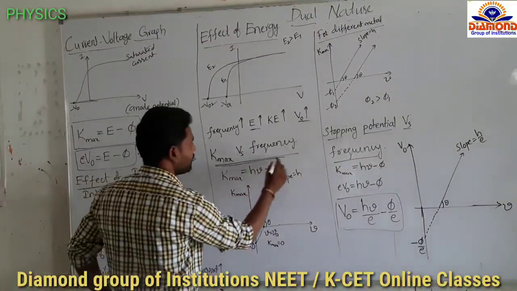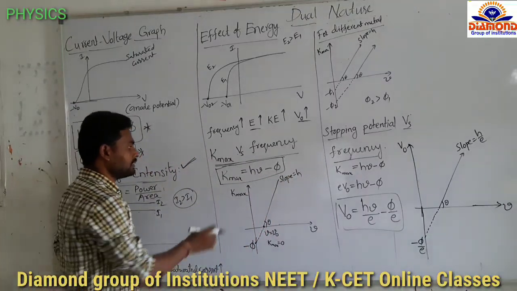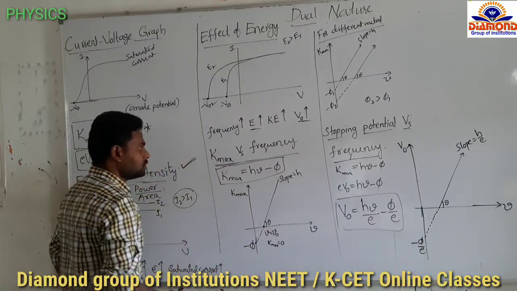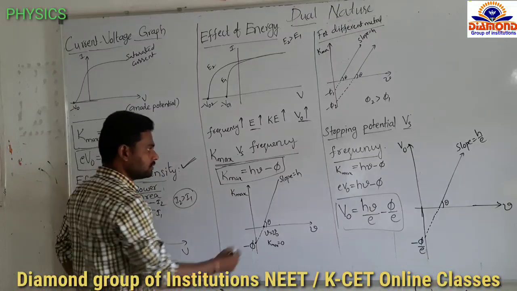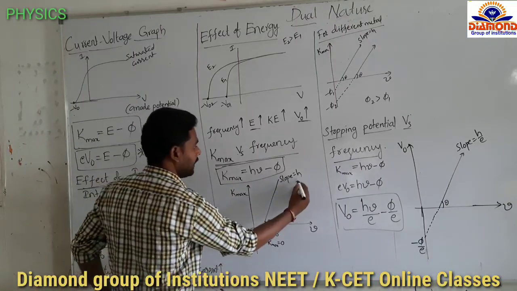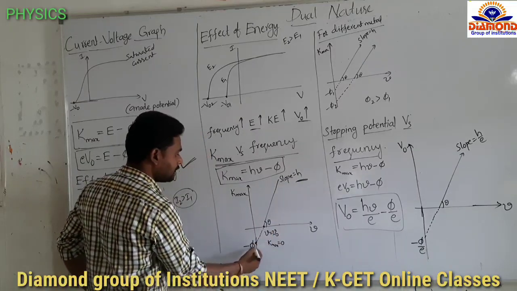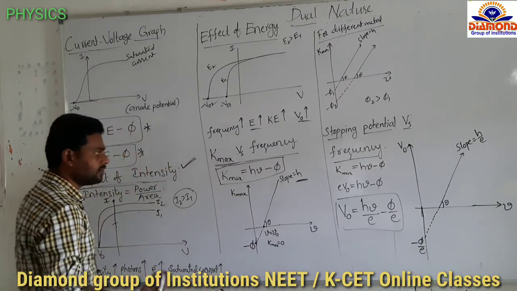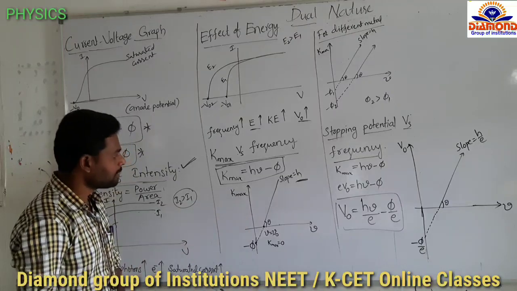For the maximum kinetic energy, the formula is K max equal to h nu minus phi. We have to draw the graph. Take the K max on the y axis and frequency on the x axis. Now compare this with y equal to mx plus c. Here the slope of this graph is nothing but h. If we extend it here, it will intercept the y axis at minus phi. That means this minus phi will give the work function. So from this graph we can find the work function of the metal.